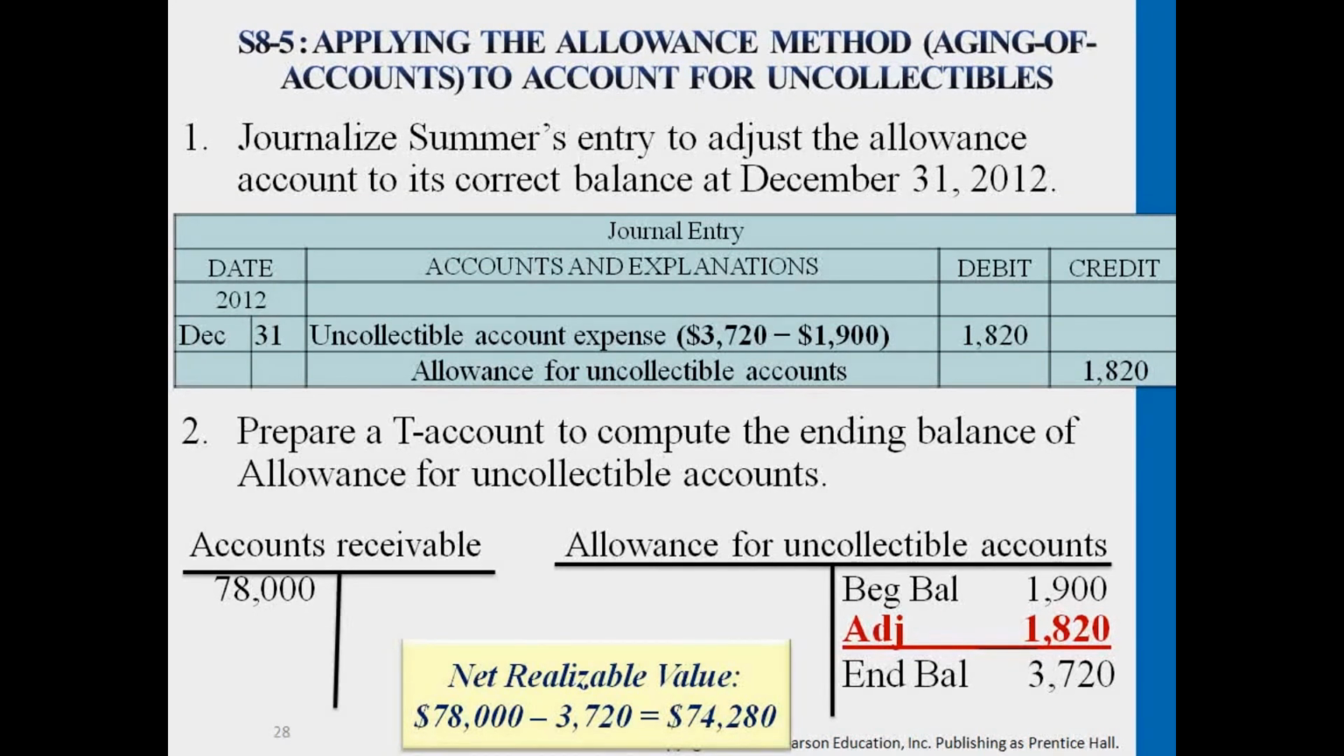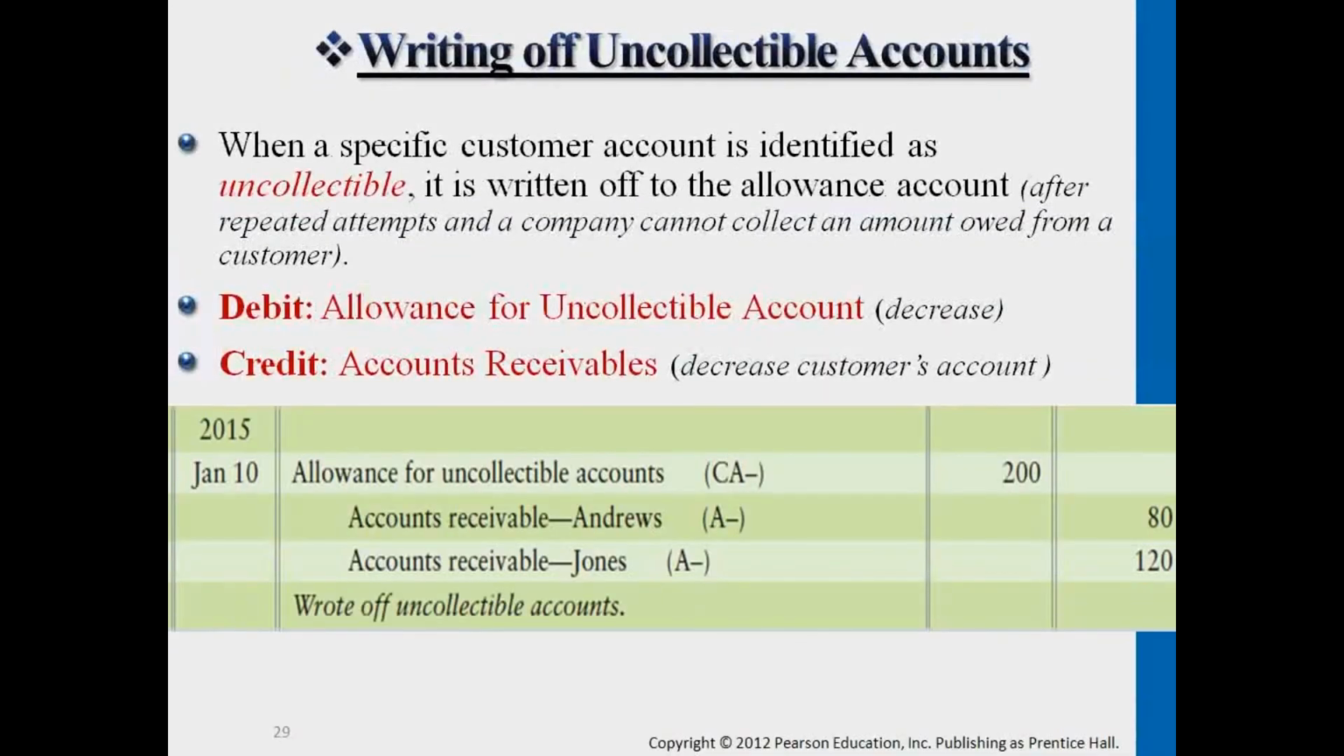Okay, so after the estimation, which happens every single month and at the end of the year, let's take a look at the end. If we actually identify the customers whose receivables have already passed due based on the agreement, what happens to those accounts? We have to write off those uncollectible accounts receivable.